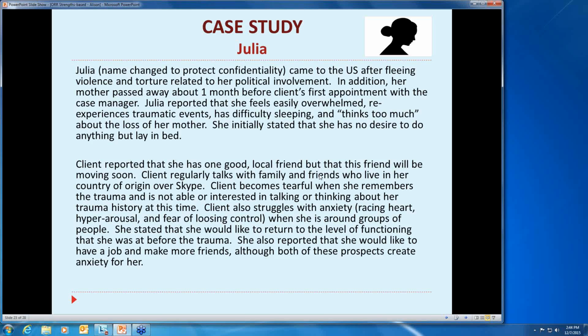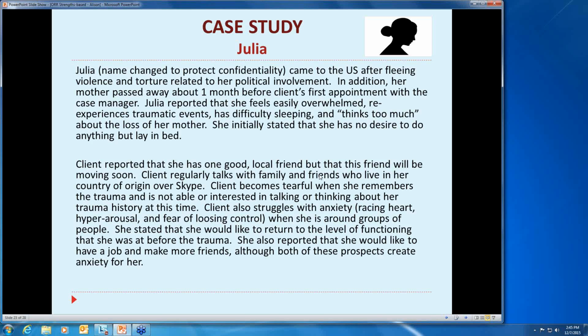Julia reported that she has one good local friend, but that this friend will be moving soon. She also regularly talks with her family and friends who live in her country of origin over Skype. Julia becomes tearful when she remembers the trauma and is not able or interested in talking or thinking about her trauma history at this time. She also struggles with anxiety, racing heart, hyperarousal, and fear of losing control when she is around groups of people.